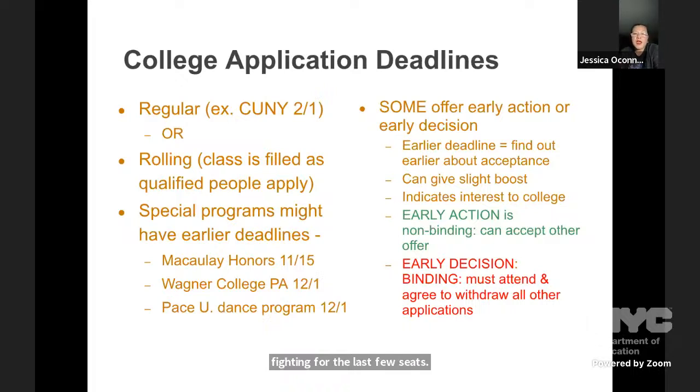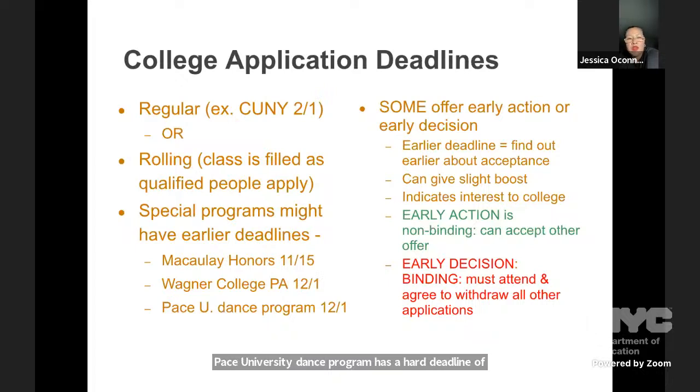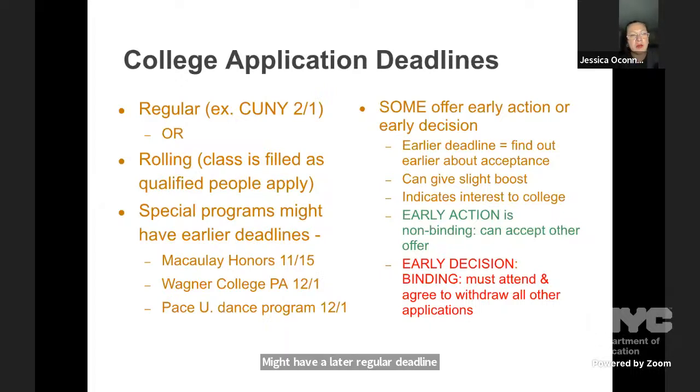Now, some special programs might have earlier deadlines. For example, the Macaulay Honors Program has a hard deadline of November 15th. You will not be able to submit that application if you are even one minute late past November 15th. The Wagner College PA program has a hard deadline of December 1st. Pace University Dance Program has a hard deadline of December 1st. It's so important that if you're looking at special programs, you're checking to see if they have a special deadline, because the college itself, for example Pace, might have a later regular deadline, but this particular dance program is due by December 1st because they're doing auditions. So you have to go in and do your research.